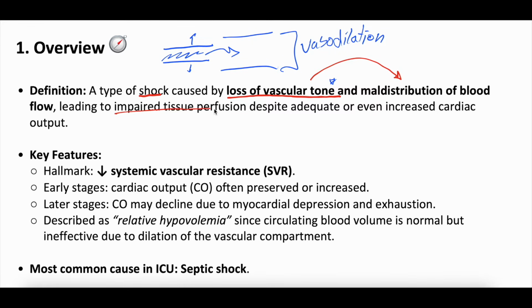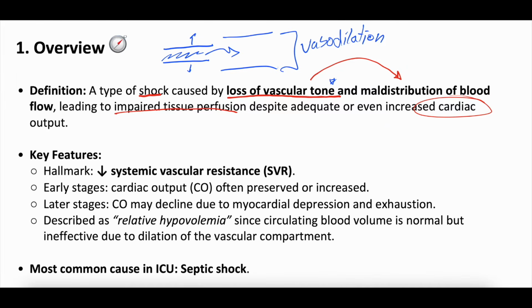So you get some degree of impaired tissue perfusion. And this is despite adequate or even increased cardiac output. So your heart is pumping away, right? Your cardiac output, the amount of blood being pumped out of your heart, is adequate or even increased compared to your baseline. But because you're so vasodilated, you've lost your vascular tone. There's not enough effective or stressed volume in your blood vessels to perfuse your tissues adequately.